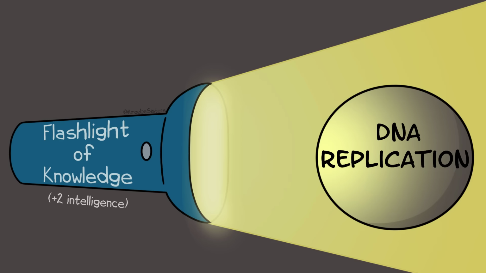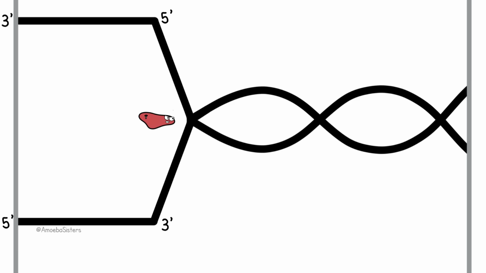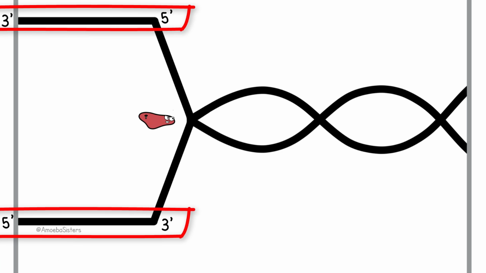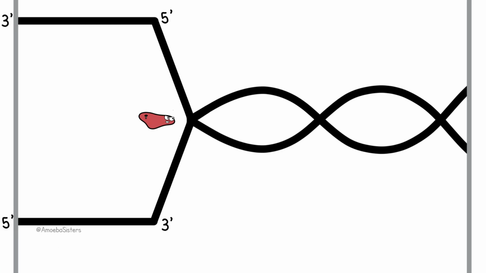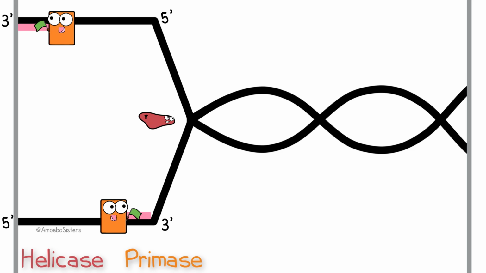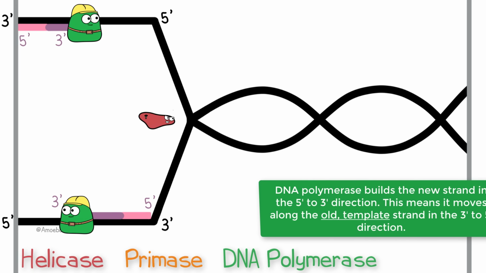So let's take that knowledge and look at DNA replication here. In this image, I labeled the top original strand 3' to 5'. I labeled this bottom original strand 5' to 3'. That's the original DNA that is going to be replicated. DNA is unwinding here thanks to helicase. In this example, it will keep unwinding in this direction. Primase places primers. DNA polymerase is building the new strands.